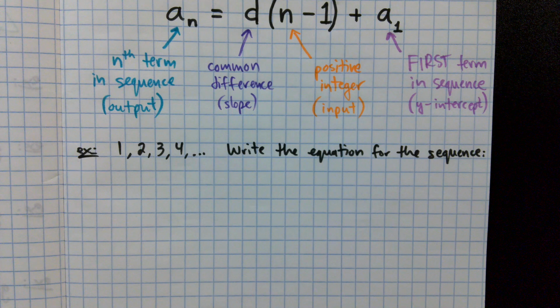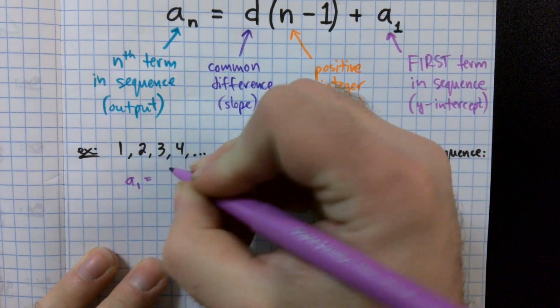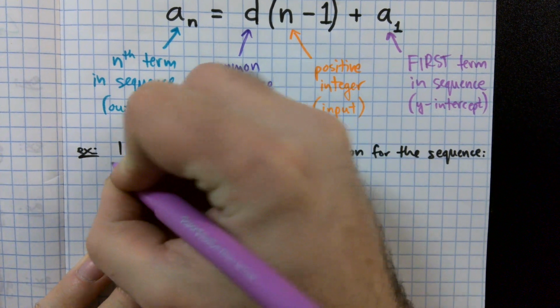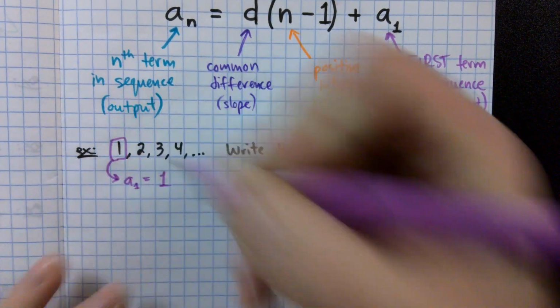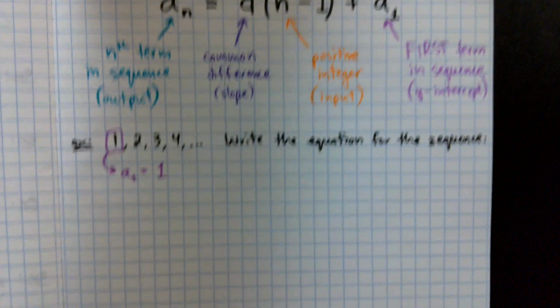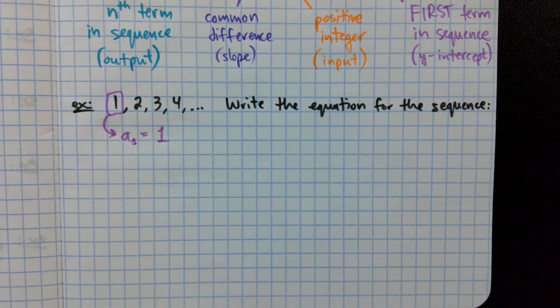So we know that a sub 1 is equal to 1. It's my first term in the sequence. You look for whatever number is first. That's the first number in the sequence, right?